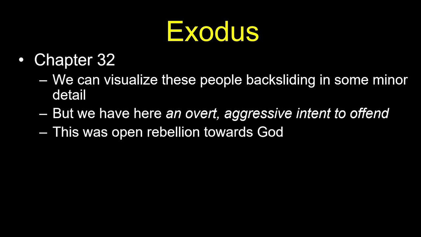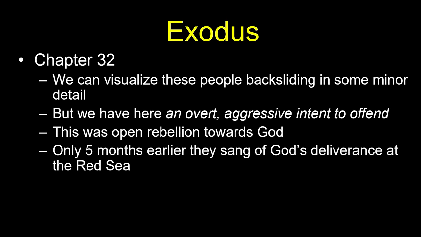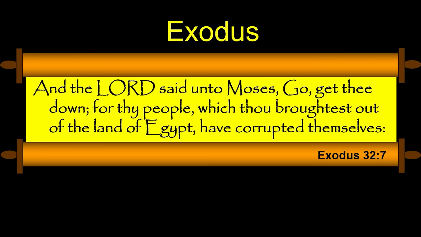In rebellion. And it was only 5 months earlier that Moses and the children in chapter 15 sang the song to the Lord and said, I will sing unto the Lord, for he hath triumphed gloriously. The horse and the rider hath he thrown into the sea. The Lord is my strength and song. He has become my salvation. He is my God, and I will prepare him an habitation, my father's God, and I will exalt him, and so forth. 5 months later, what are they doing? Building a golden calf.